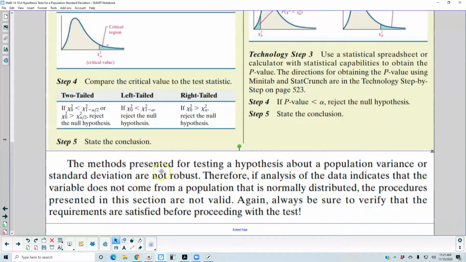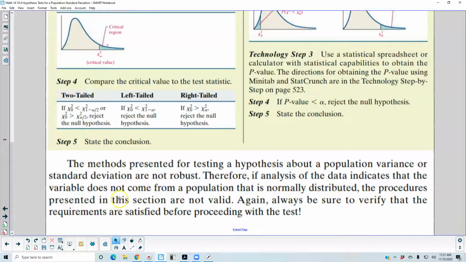Now, the methods presented for testing a hypothesis about a population variance or standard deviation are not robust. Therefore, if analysis of the data indicates that the variable does not come from a population that is normally distributed, the procedures presented in this section are not valid. Again, always be sure to verify that the requirements are satisfied before proceeding with the test.